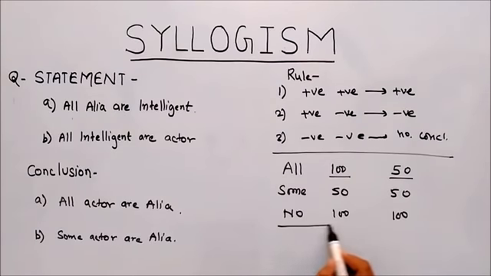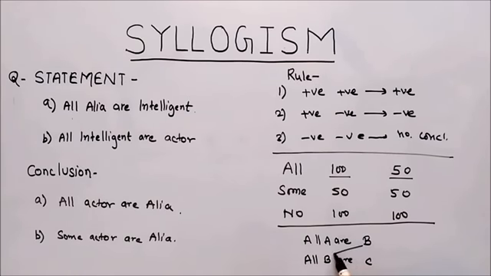Rule number three. When a conclusion consists of two statements, then there should be a common word and that word should be valued 100. For example, in these two statements, B is common in both statements and the value of B must be 100.